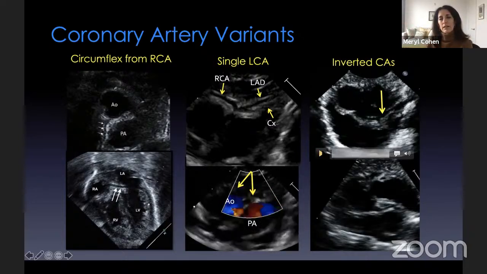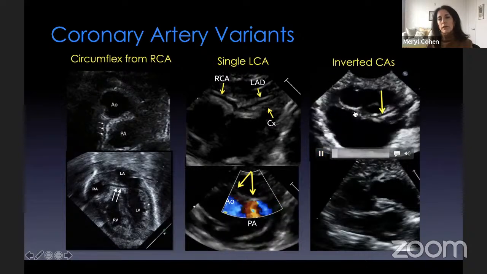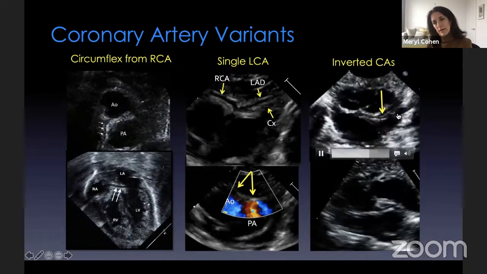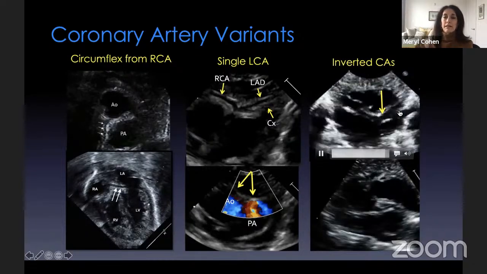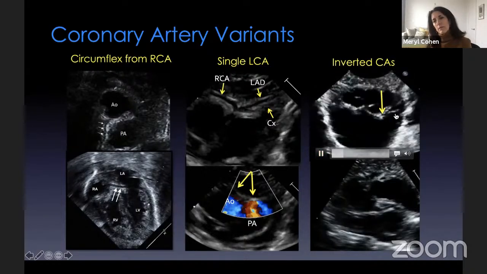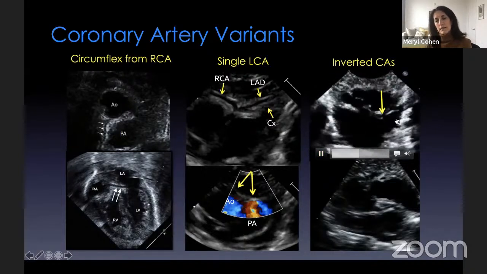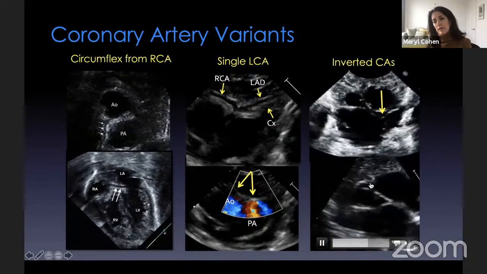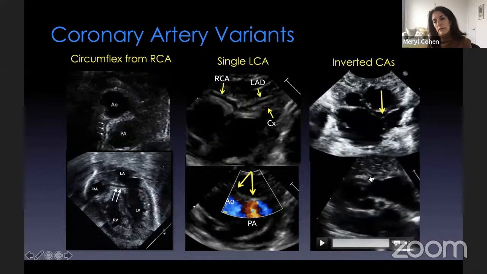And then here's an example of an inverted coronary in a high parasternal view where you see the entire left coronary artery passing in these side-by-side great vessels behind the PA and branching into the LAD and the circ. And you can see that the right coronary artery here is making its way over anteriorly.